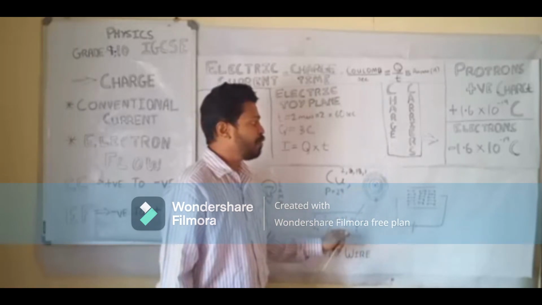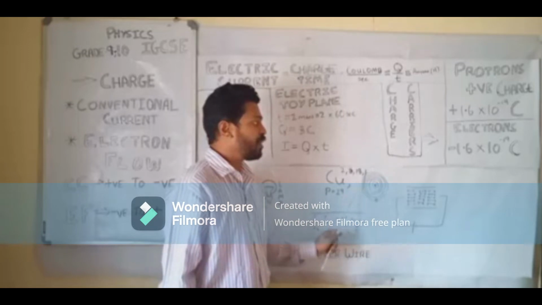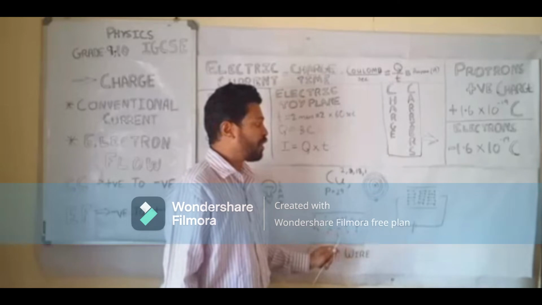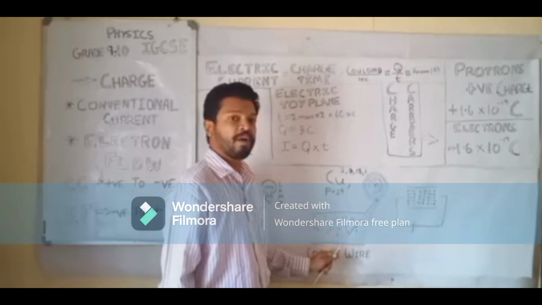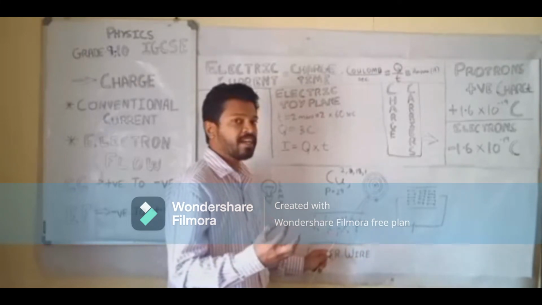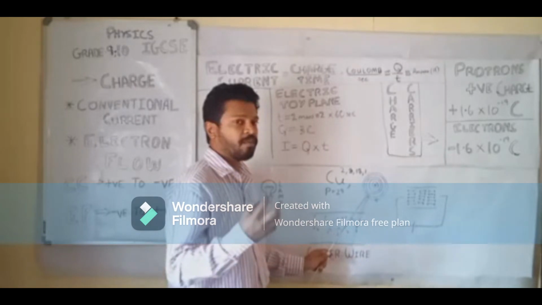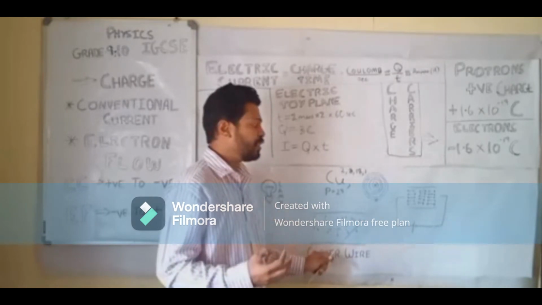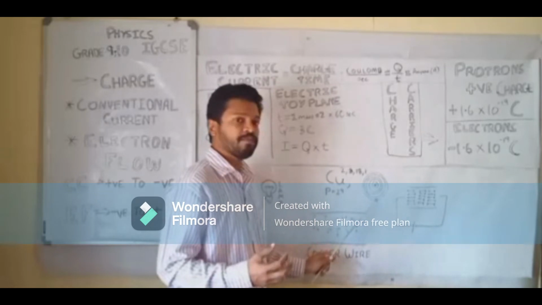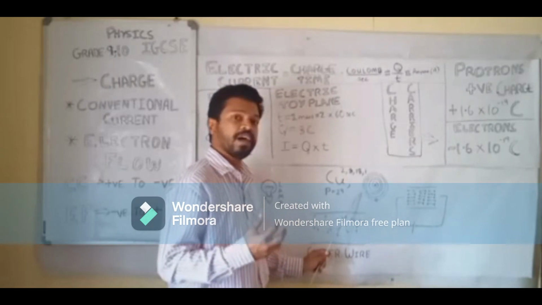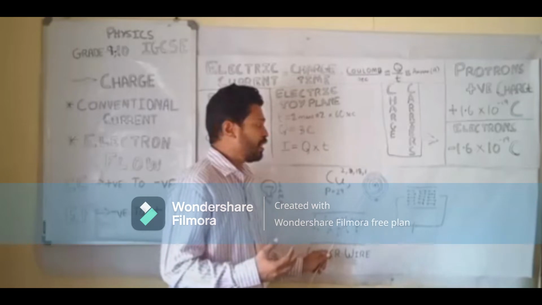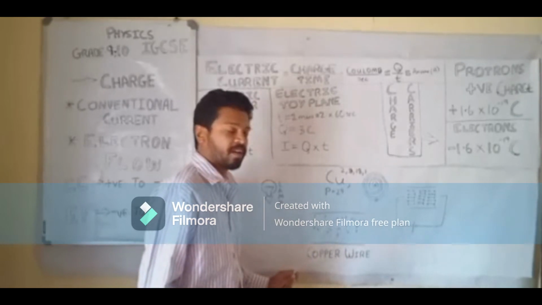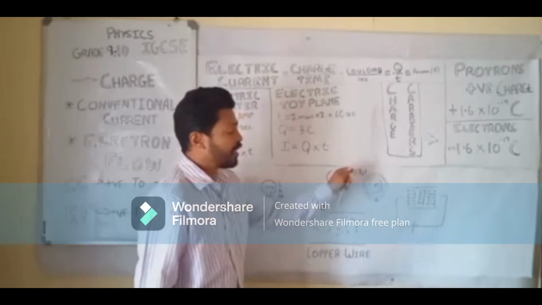This loosely bound electron revolves around the atom. Since it is loosely bound, some additional energy is given in the form of heat or light or whatever the source of energy is. This electron moves away from the atom easily. So these kinds of electrons are freely moving, as you can see inside the copper wire. These are called charge carriers.